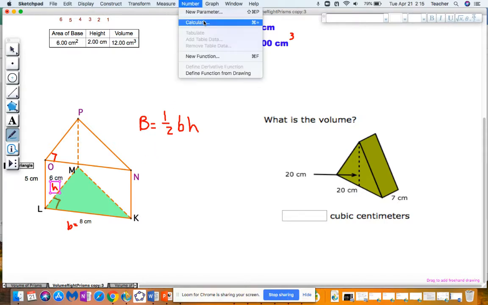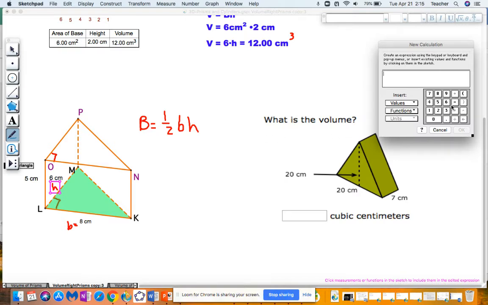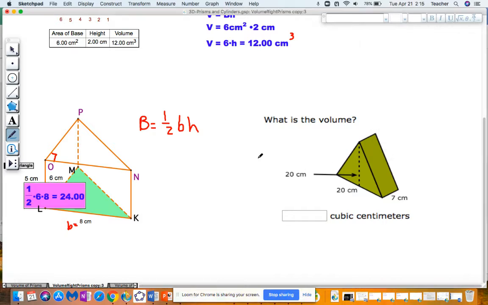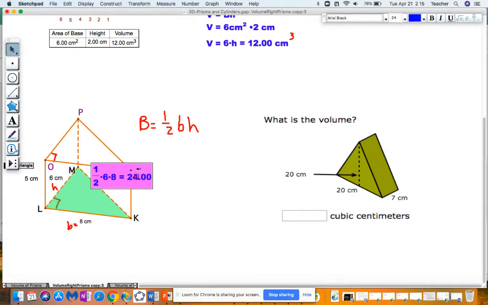Okay, so when I calculate that, we're going to go 6 times 8, take half. So we'll put it in the calculator like this. Times 6 times 8. So the area of the base, this is not the volume, the area of the base is 24. Well, how tall is it? Because that's how many 24s I have. Well, it's 5. It's 5 high. That prism, the height of the prism is 5.